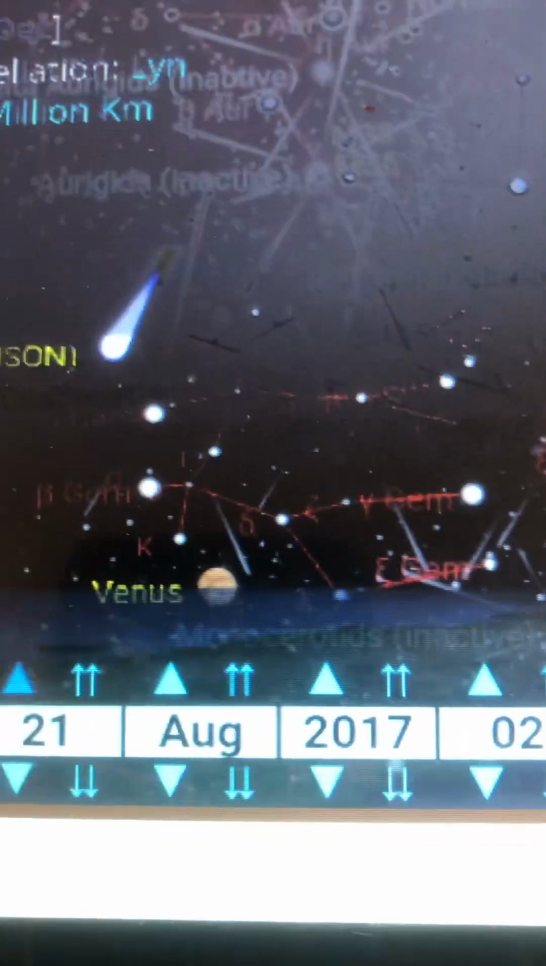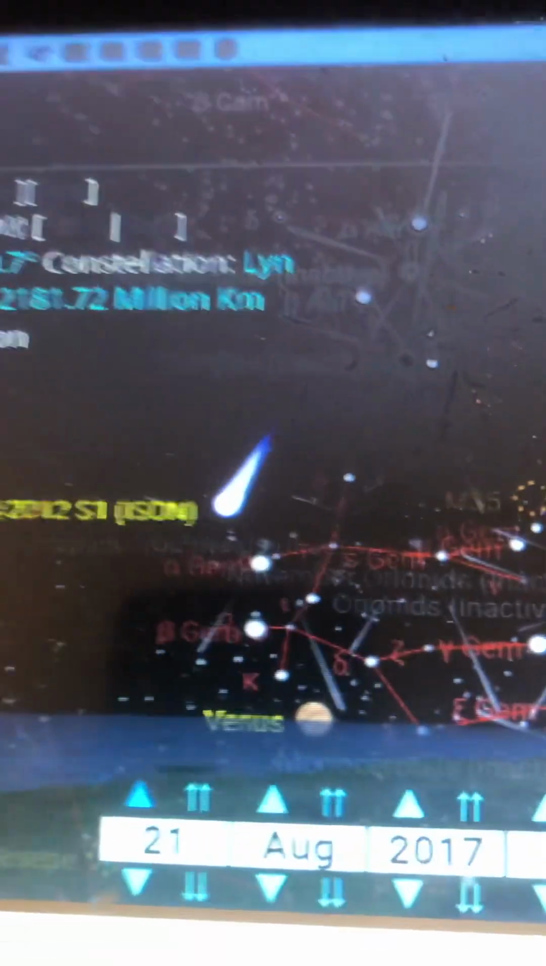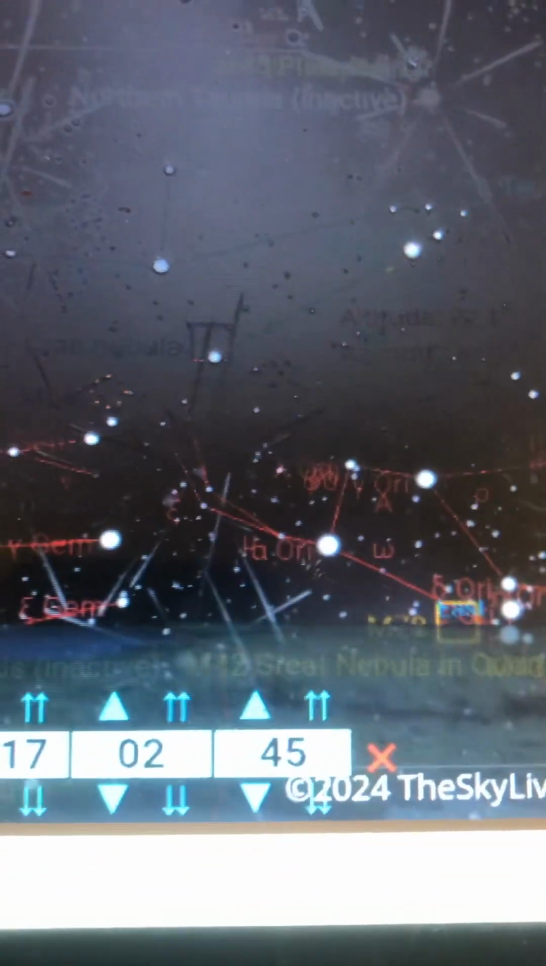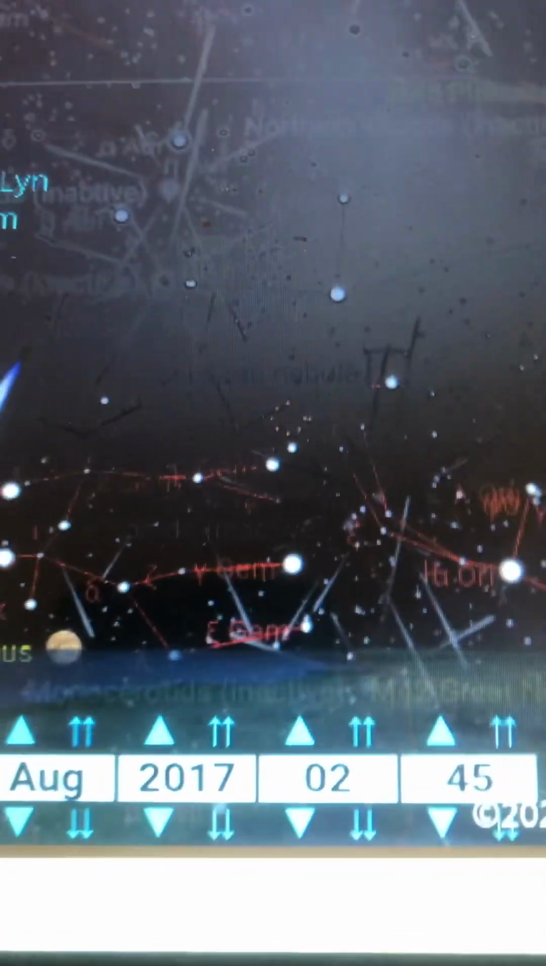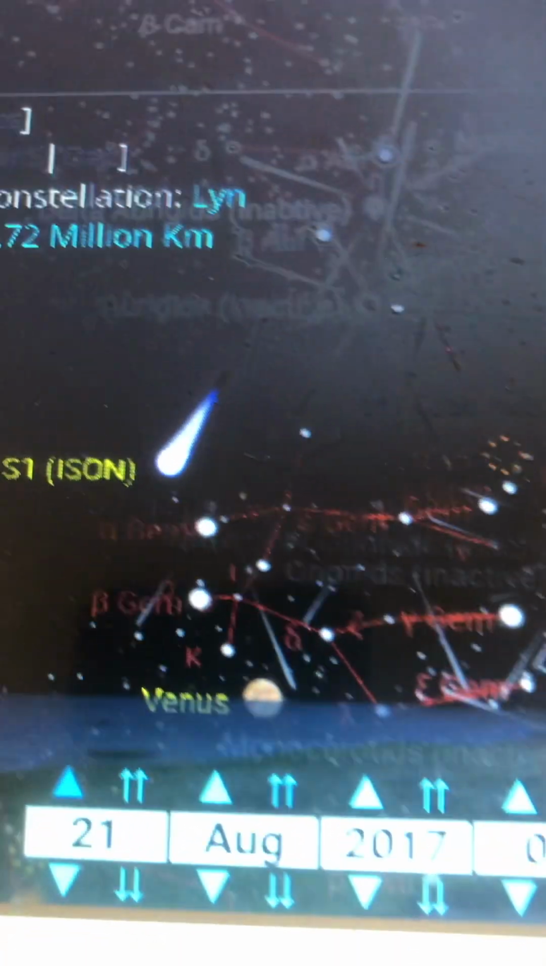Now, let's get to the nitty gritty. We have to see where Comet Ison is on April 8th. We're going to predict where Comet Ison is going to be on April 8th with this computer. That's what we're getting ready to do right now.